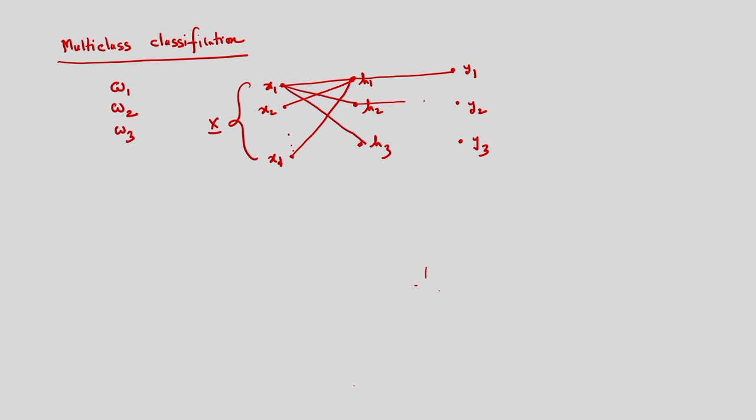Like this, I may have this type of connections. I am not showing all the connections. So, this feed forward network I am considering. The input is x and the hidden neurons are h1, h2, h3 and we have the output. Output is y1, y2, y3.